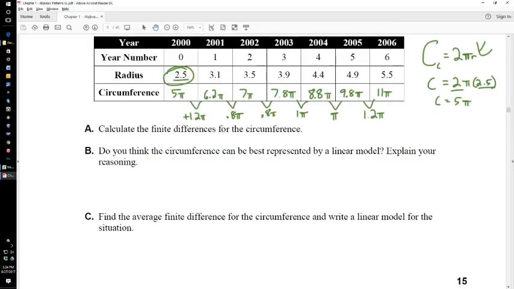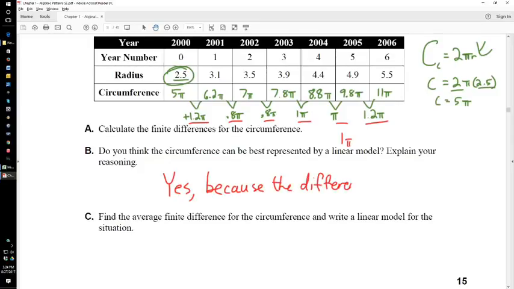And it says, do you think the circumference can be best represented by a linear model? Not, is it a perfect linear model, can it be represented by one? And I think the answer is yes. You notice how this is 1.2, 0.8, 0.8, 1, 1, 1.2. They're all hovering around about 1. Well, 1 pi, that is. Okay. So I think the answer is yes, because the differences are similar.